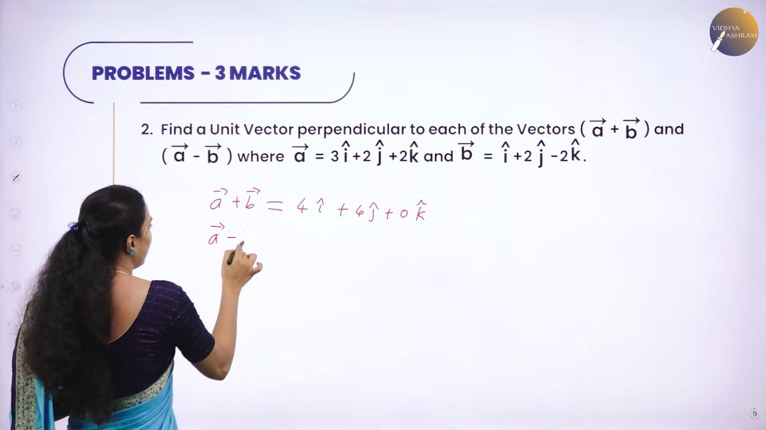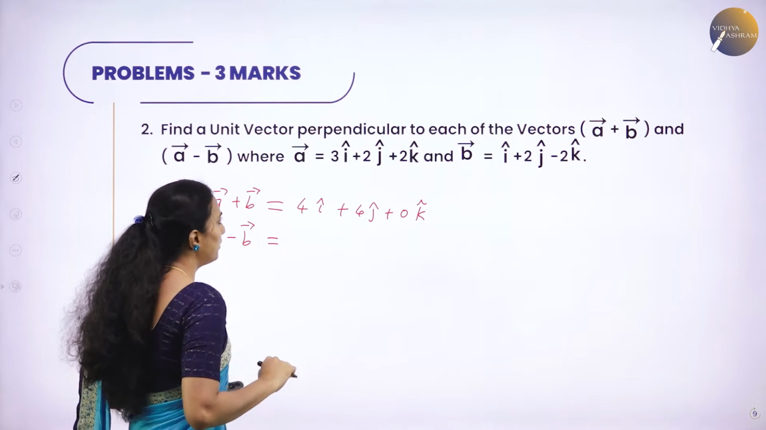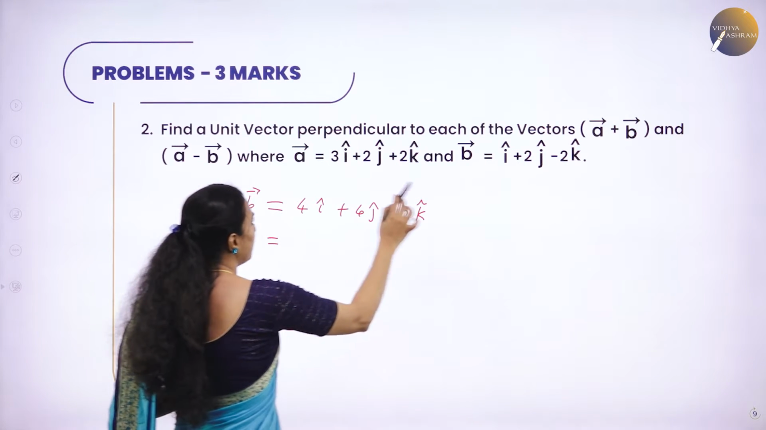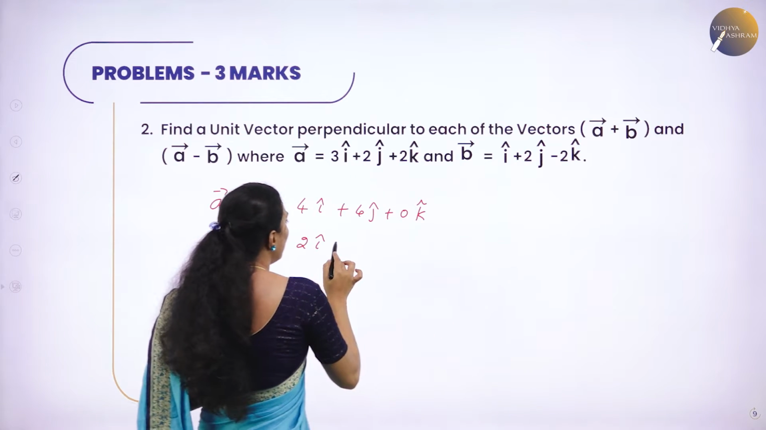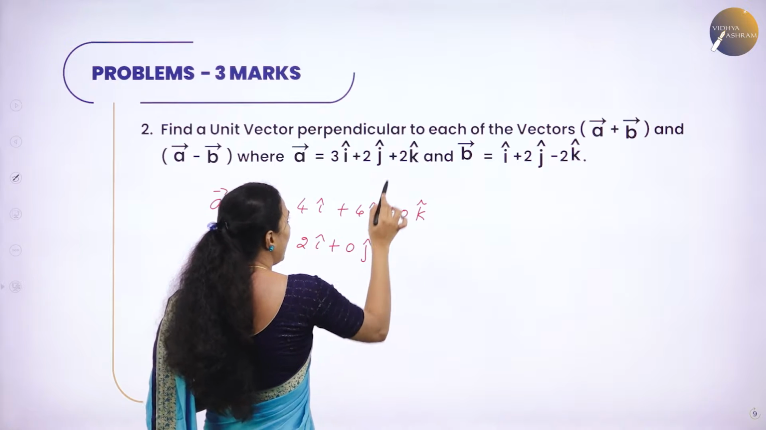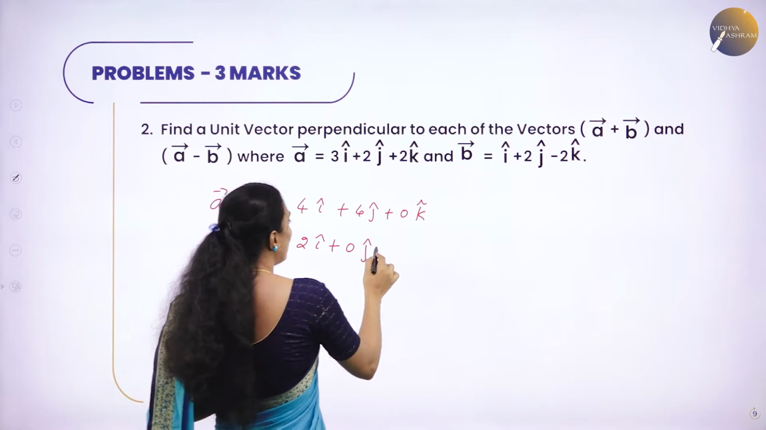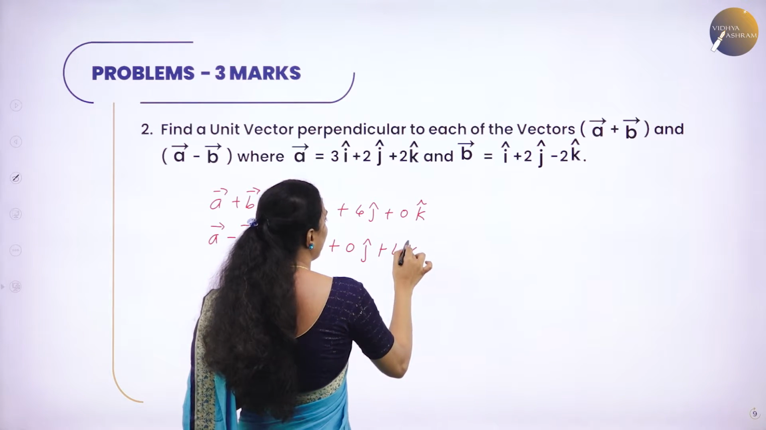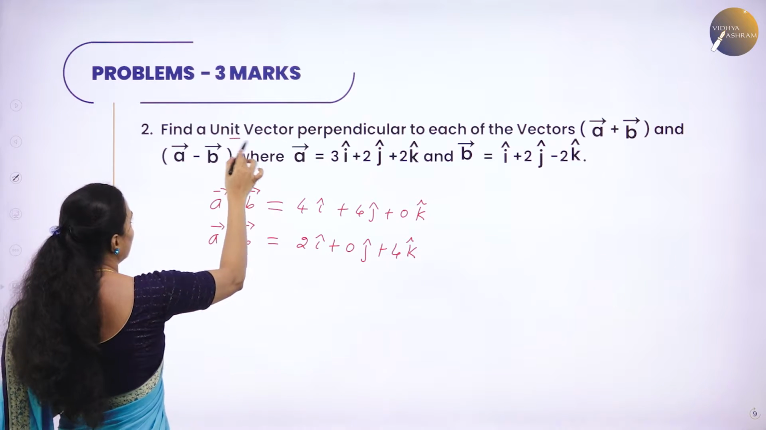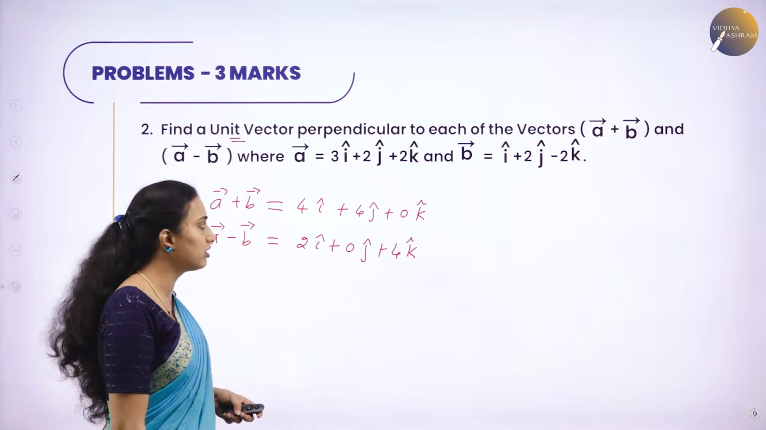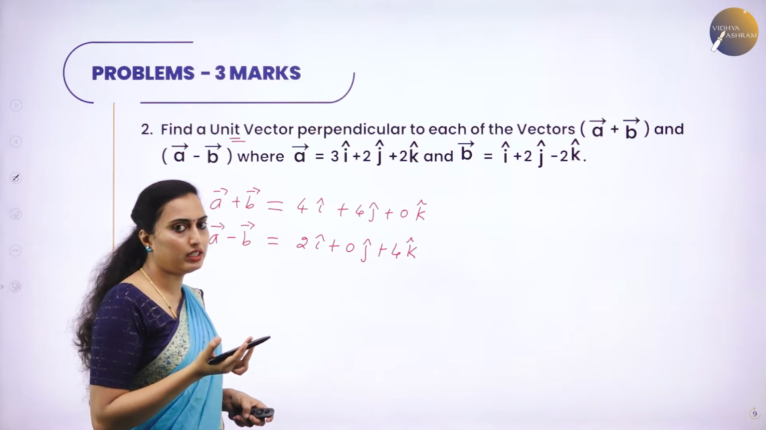Next, A vector minus B vector. So 3i minus i is 2i cap, 2j minus 2j is plus 0j cap, and 2k minus of minus 2k is plus 2k plus 2k, which becomes plus 4k cap. I hope you got this one. Now you have to find a unit vector perpendicular to each of the vectors. So let C be the vector.